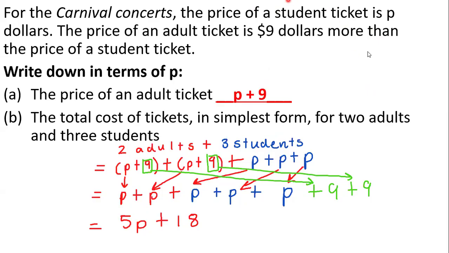And then when you add up all the P's, you get 5P. And when you add up all the 9s, you get 18. So you get 5P plus 18. Very good. So we add up all of the P's to get 5P, and we add the 9 plus 9, and that gives us 18.